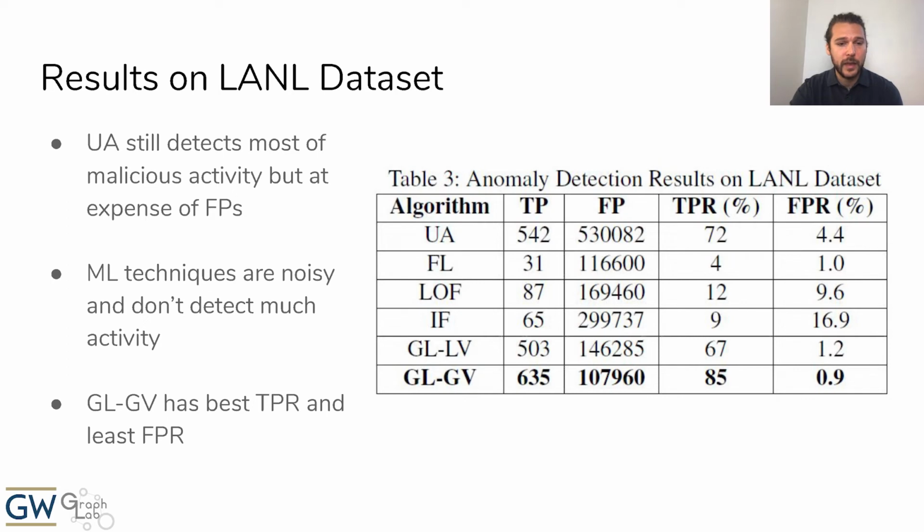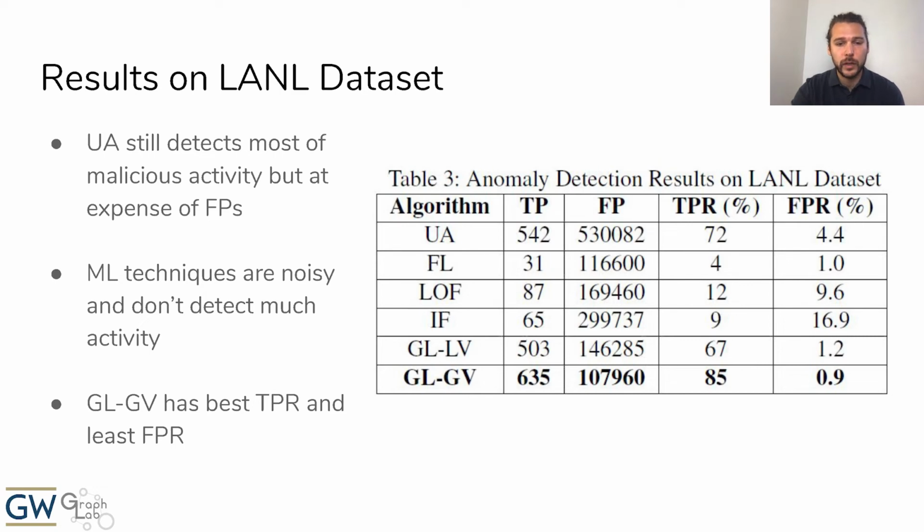Finally, we can see that the best performing algorithm is the graph learning with global view, which achieved an 85% true positive rate at only a 0.9% false positive rate. We can see that the increased context window size of the global view detector provided a significant improvement over the local view detector due to the large scale of this graph.